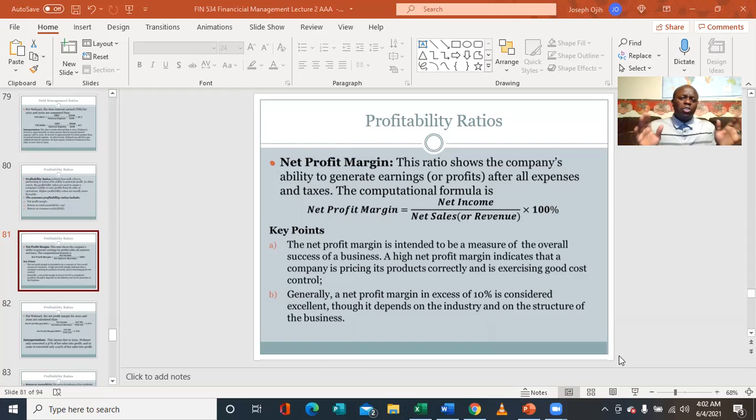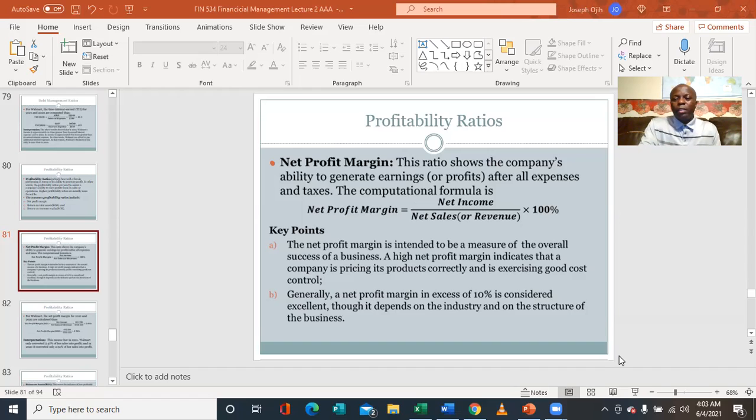Let me put it this way. Generally, a net profit margin of 10% or more is considered excellent, but that depends on the industry or the type of company. A net profit margin that's less than 10% is not that excellent. It also depends on the analyst. Some analysts might find a net profit margin of 5% good enough to make a decision to invest in that company.